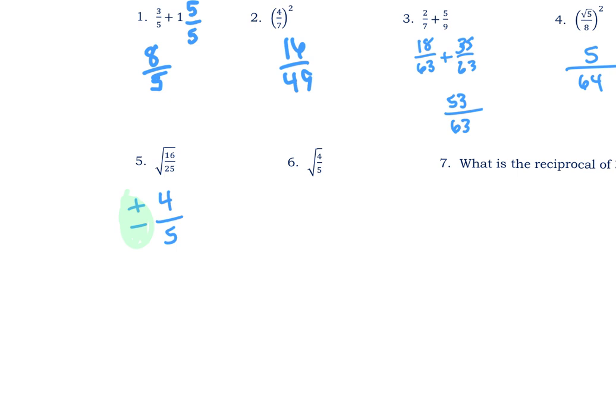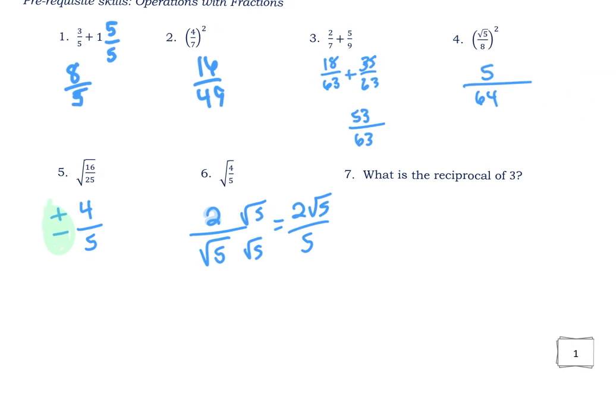And we can take the square root of 4, we just get 2. Yikes, let me do this. We get 2, and then we still have this square root of 5. What do we do to deal with that? We've got to rationalize, right? So we know we're multiplying by the square root of 5 over the square root of 5. So then we get 2 root 5 over 5. And what's the reciprocal of 3? 1/3. Excellent. Okay. Questions on any of those?